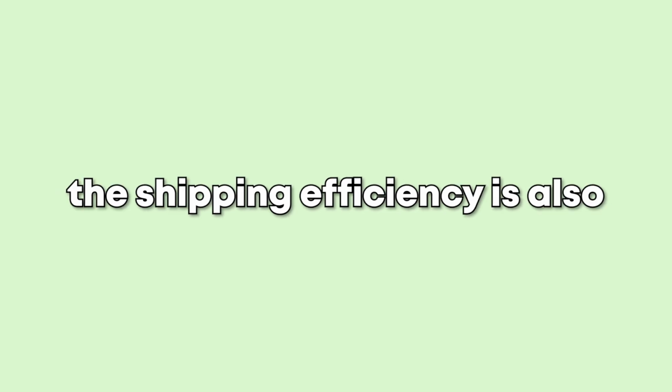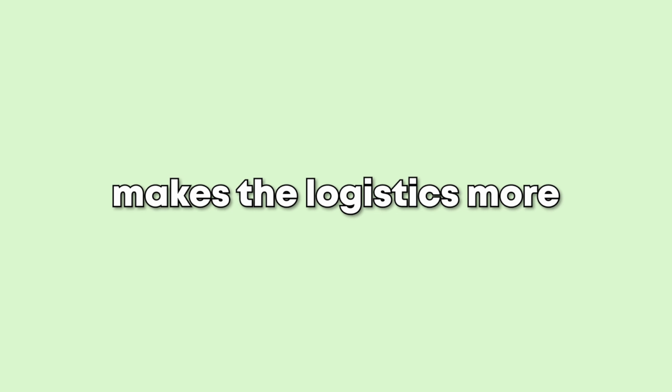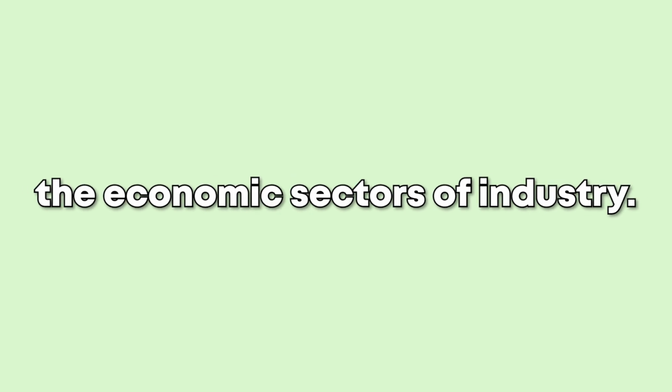The shipping efficiency is also reduced. Due to their light weight, transporting potato chips is less costly per unit weight compared to heavier goods. This weight loss makes the logistics more efficient in terms of cost per unit, although it requires more space. With that in mind, let's move into the economic sectors of industry.